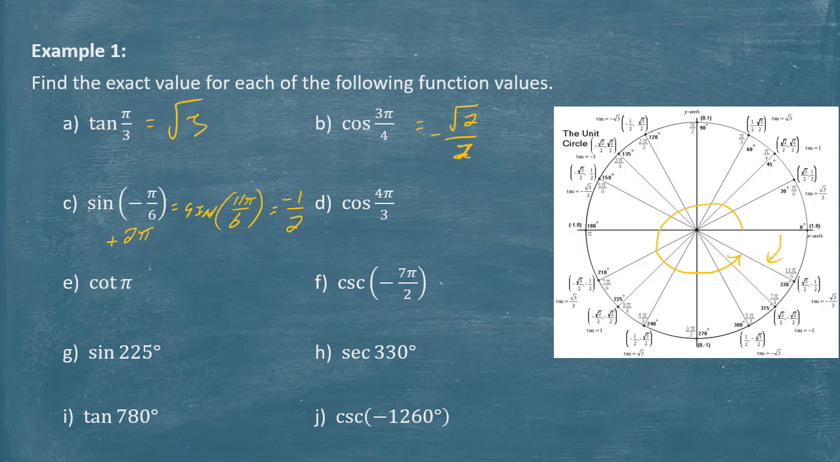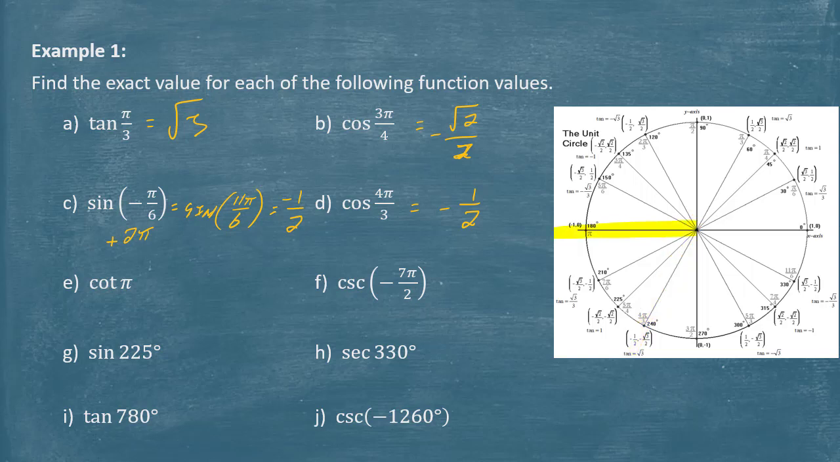Anyway, let's go ahead and continue on. The next one, cosine of 4 pi thirds. If I get rid of my references on that unit circle, 4 pi thirds would be the one in the third quadrant. I'm looking for the cosine value, so that would be the x-coordinate, and the x-coordinate for that one is, in fact, negative 1/2.